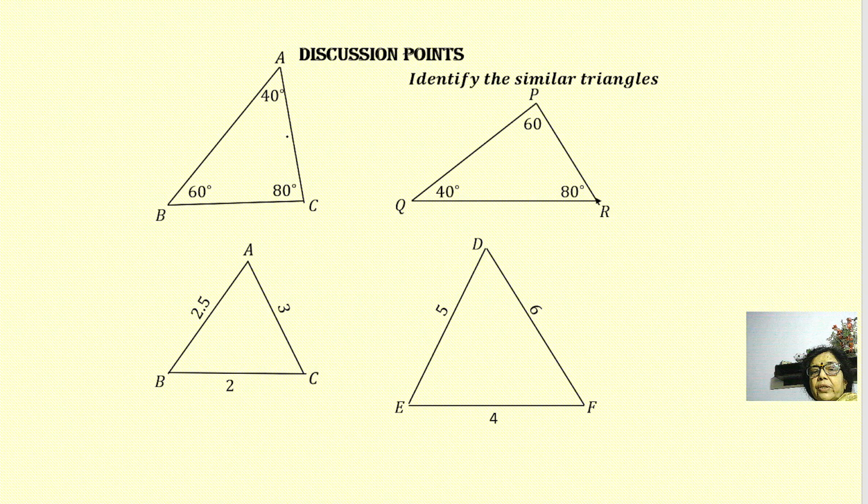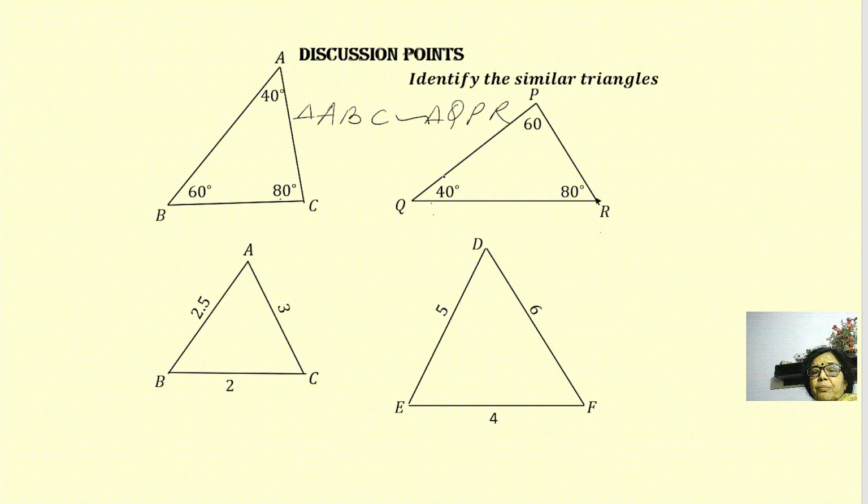Now as you can see, the angles of both the triangles are equal. Like angle A is 40 degrees, angle Q is 40, angle B is 60, angle P is 60, angle C is 80, and angle R is 80. So here when I write down the similarity criteria, A corresponds to Q over here. So my triangle ABC will be similar to triangle QPR. These two triangles will be similar.